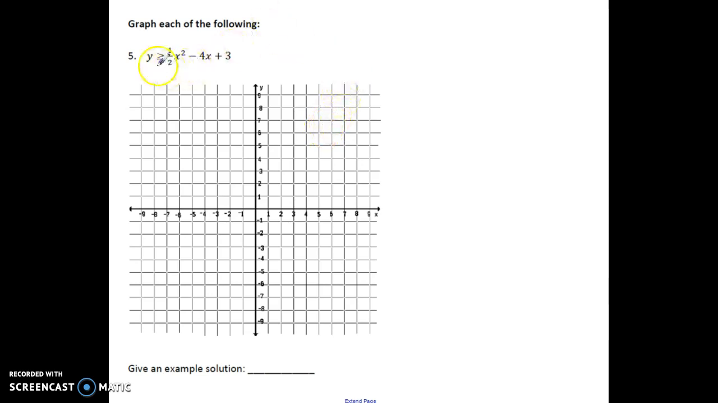So let's first look at the fact that we have greater than or equal to. That means that when we graph this parabola, it is going to be made with a solid line. So how do we graph a parabola? The first thing we need to find, if you recall, is the axis of symmetry.